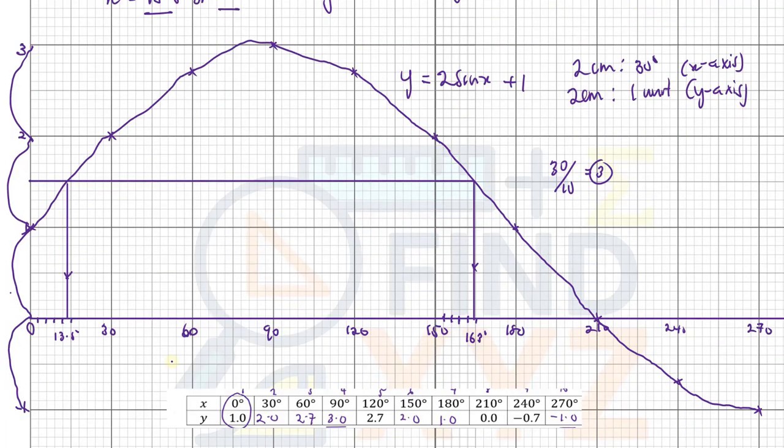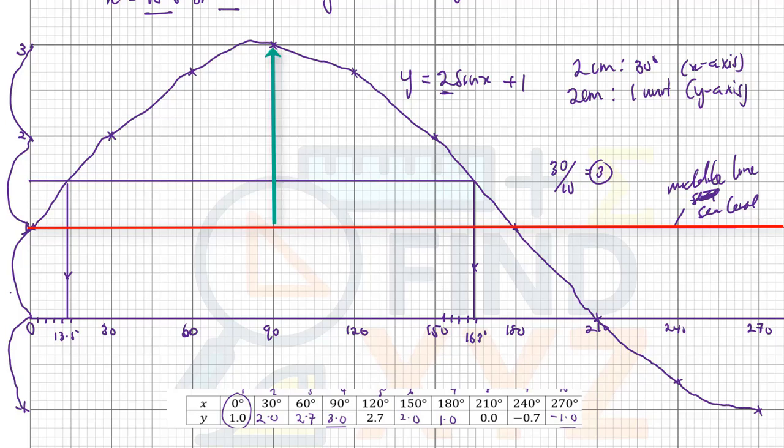If this is the middle line, let me draw this. So this is our middle line, or let's say the sea level. If this is the sea level, the highest it can go is 2 units, and the lowest it can go, that is the minimum or how deep it can go, is -1. 2 units below the sea level and 2 units above the sea level. So that is the interpretation.